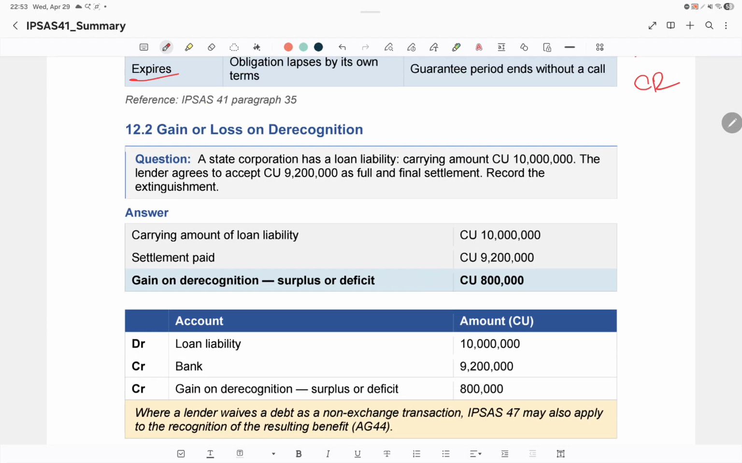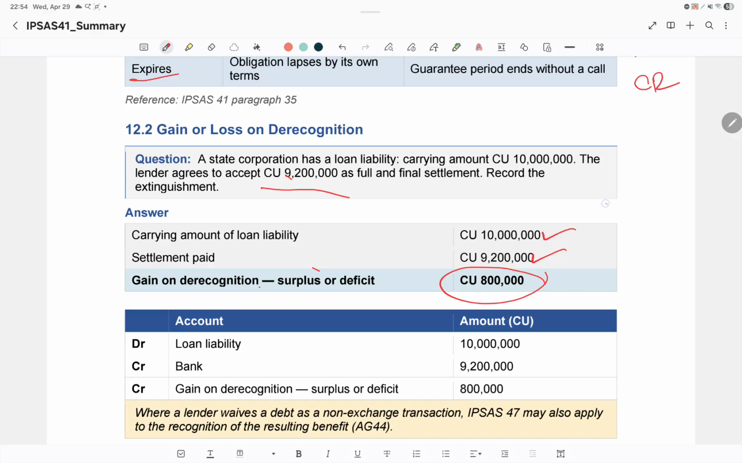Gain or loss. A state corporation has a loan liability with a carrying amount of 10 million. The lender agrees to accept 9.2 as full and final settlement, and the entity records the extinguishment. So the carrying amount is 10. The settlement paid is 9.2. So this one, you take it to surplus or deficit. You recognize it as revenue in your books.